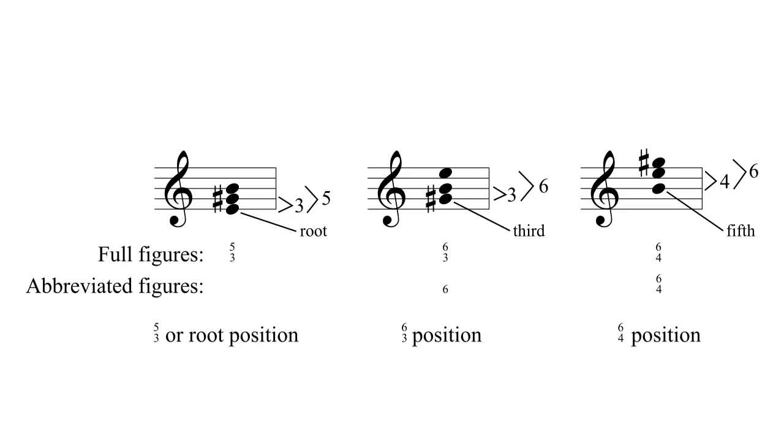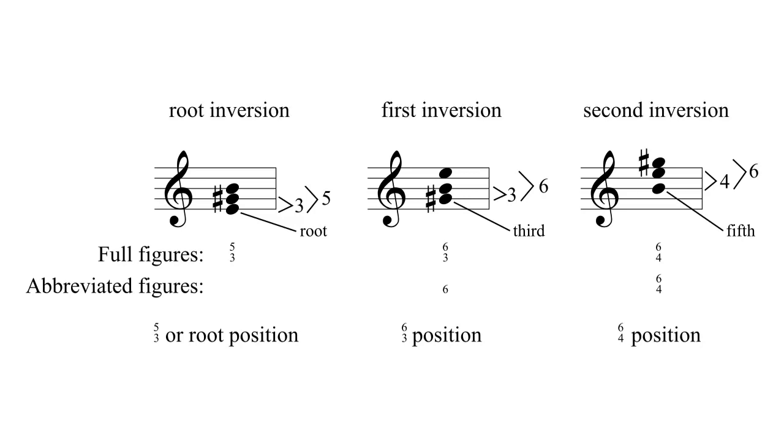Root position triads are acoustically stable. 6/3 position triads are still mostly stable, but slightly less so than root position. 6/4 position triads are unstable because they have a fourth above the bass. Perfect fourths are often heard as stable in melodies or in upper voices, but they are often heard as unstable against a bass. In 6/4 position triads, the fourth is against the bass.